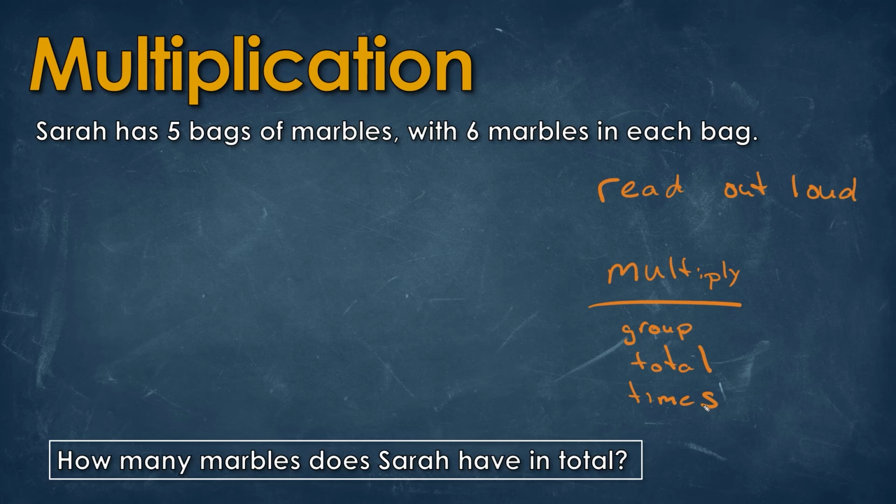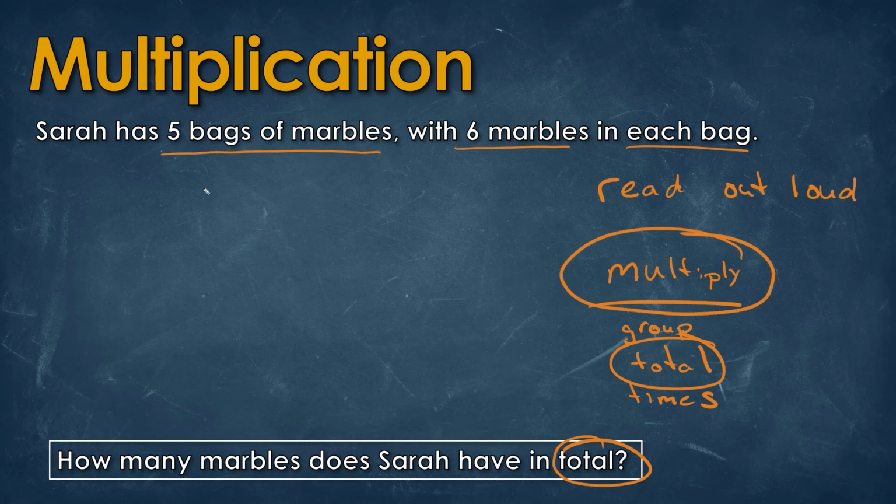So let's read this aloud together, and then we can go through and highlight information that we think is important. Sarah has 5 bags of marbles with 6 marbles in each bag. How many marbles does Sarah have in total? We have that word total right there, so that does mean we are going to multiply. We have 5 bags and there's 6 marbles in each bag, so we're going to multiply 5 times 6. If we use our multiplication table, we know that that is 30.